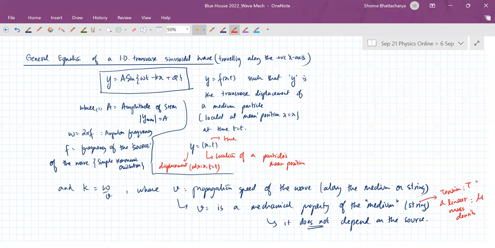Okay, so these are some very important points over here. We'll come to phi also. Phi is just a general phase term, because your source need not be omega t only. It can be omega t plus any phi. Okay, so that's fine.